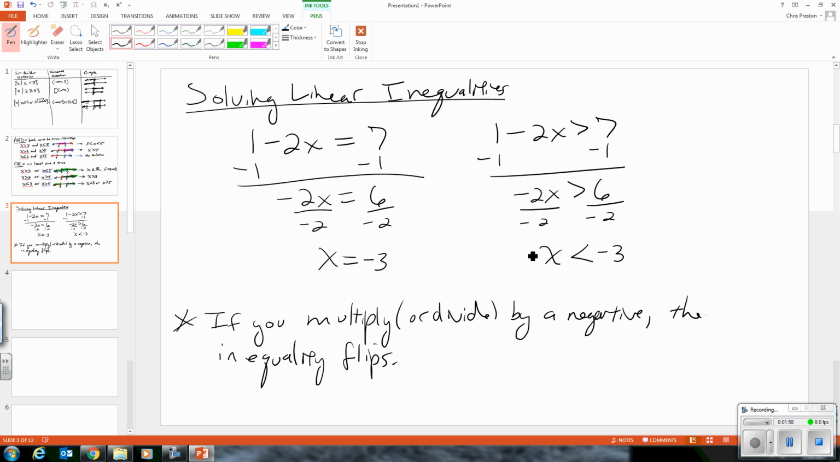And if you wanted to fancy that up in set notation, x such that that's true. And if you wanted to draw the number line, less than -3, so -3 and shade down that way. So that's how you can graph that if you needed to. We're just solving your basic linear inequalities, very much like solving an equation. Just keep in mind this rule: if you multiply or divide both sides of your expression by a negative, the inequality is going to flip.